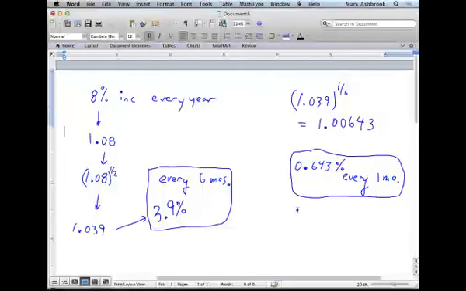Questions? Okay, so we got that down, and we know that's how exponential growth works. You can't take the 8% and divide by 2, because if you divide by 2, you get 4%, right? Or if you take 8 divided by 12, what do you get? Something different than that, right? 0.66666, not 0.643, okay?